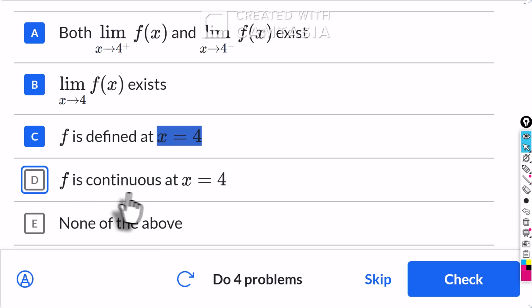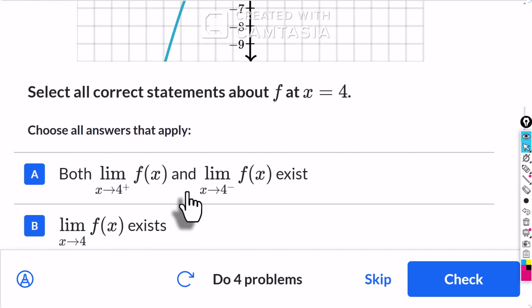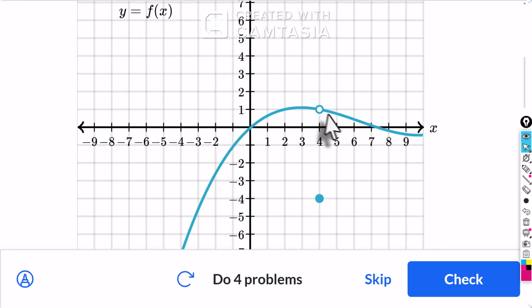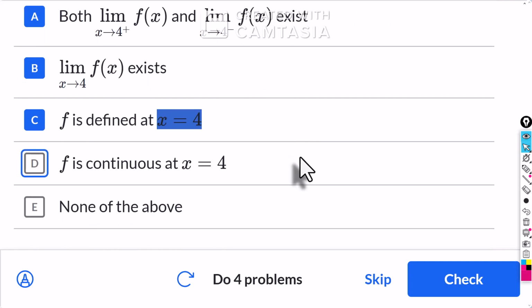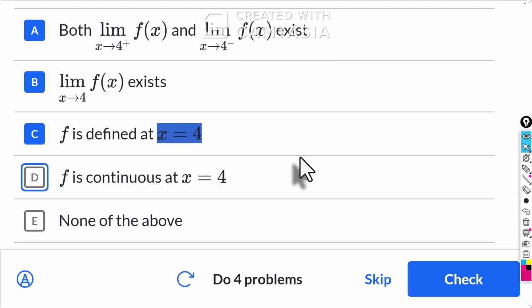Is the graph continuous at x equals 4? Can you draw this without lifting your pencil? No, you cannot. There's a hole in the graph right here, and it jumps down to this point here. So right here, it is not continuous because there's a break or a hole in the graph. So D is not true. A, B, and C, all true.